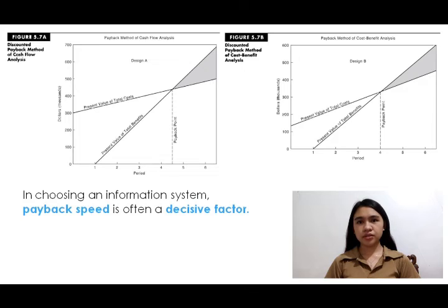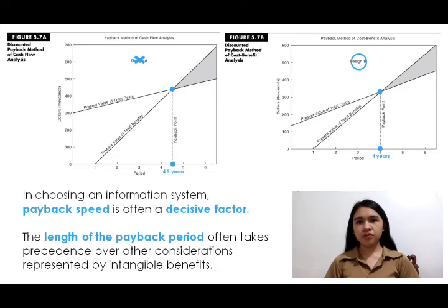In choosing an information system, payback speed is often a decisive factor. With brief product life cycles and rapid advances in technology, the effective lives of information systems tend to be short. Using this criterion, Design B, with a payback period of 4 years, would be selected over Design A, whose payback will take 4.5 years. The length of the payback period often takes precedence over other considerations represented by intangible benefits.